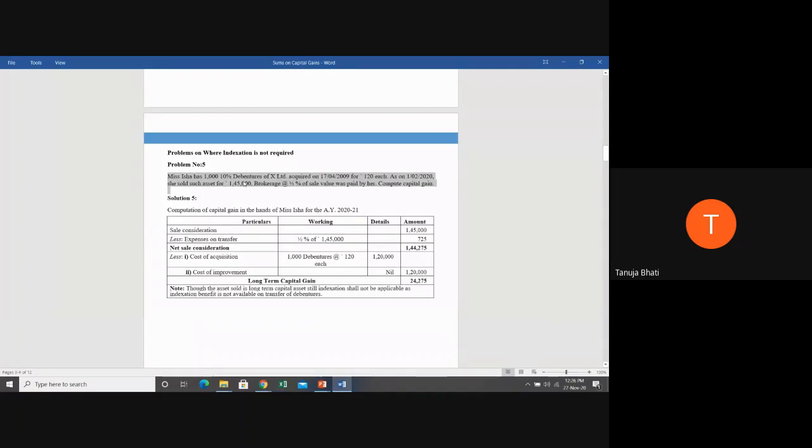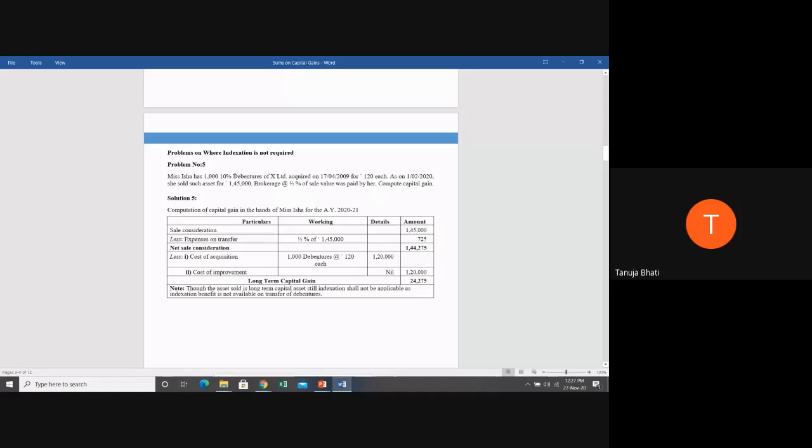Miss Isha has 1,000 10% debentures of X Limited acquired on 17/4/2009 for 120 each. So what is this? Which term is this for calculation? Cost of acquisition. Next, as on 1/2/2020, she sold such asset for 1,45,000. So what is 1,45,000? Sale consideration. Correct. Brokerage at 0.5% of such sale value was paid by her. What is this? Expenses on transfer. So compute the capital gains.